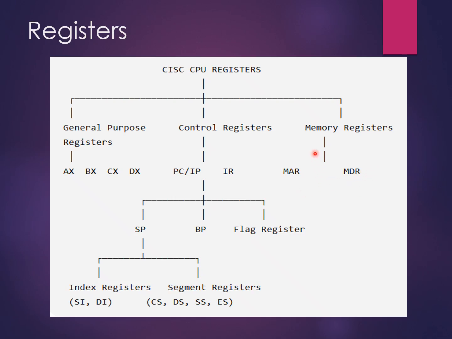The memory address register stores the address of the memory location. The memory data register stores the data being transferred. The data which are being transferred are stored in the memory data register. Again, the control registers can also be divided into further types.